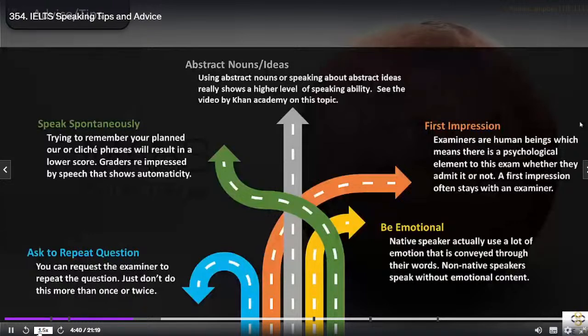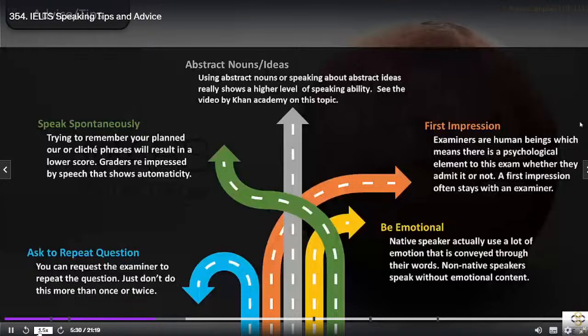I mentioned earlier about speaking spontaneously. The graders are not going to be impressed by memorized answers. They are going to be very impressed if you're using speech that shows automaticity, that shows that you can speak spontaneously. Speaking spontaneously sounds more natural. I can always tell when a student is giving a memorized answer. Now, at the top here, you see that I have something about speaking with abstract nouns and ideas. Using abstract nouns and ideas is a really good way to show the grader that you have very strong vocabulary. There's a great video on this, and I mentioned it at the top, that talks about abstract nouns and ideas.